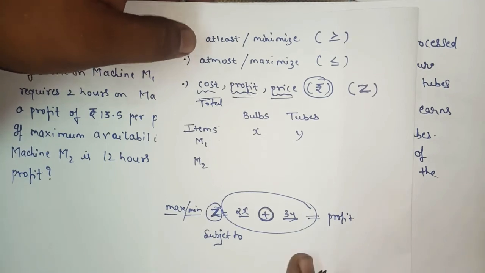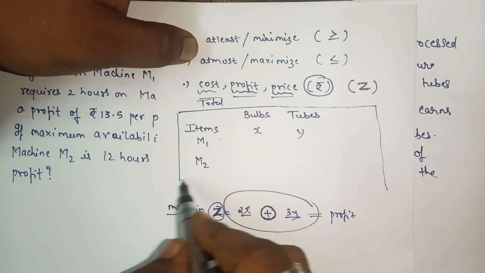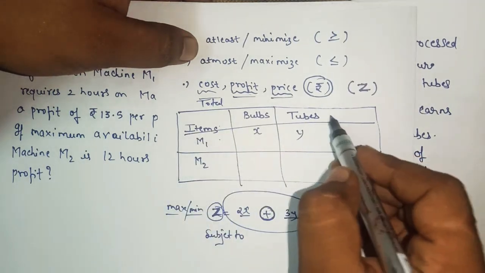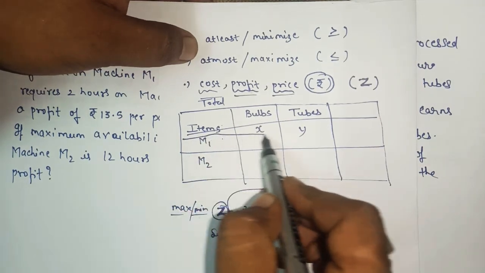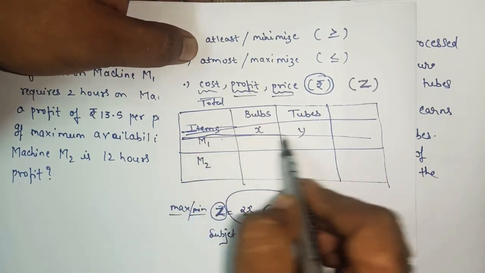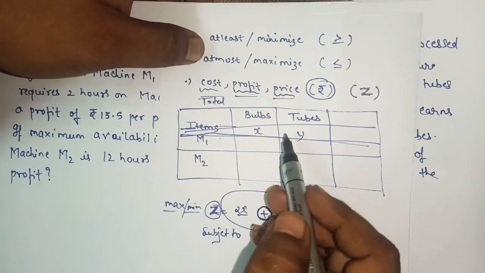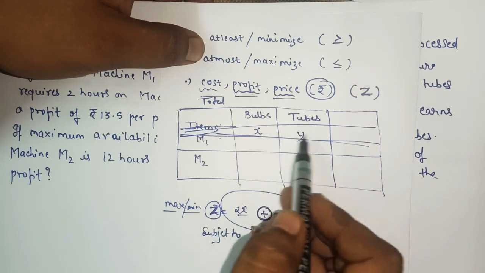In an inequation, you have to construct a box first. In the box, here first you will write x and y. Here, in this part, you will write x and y only.